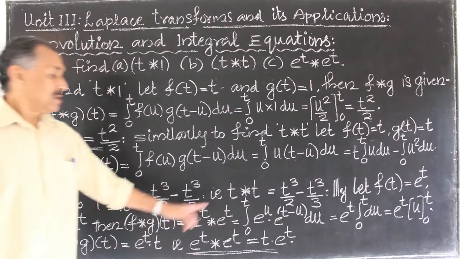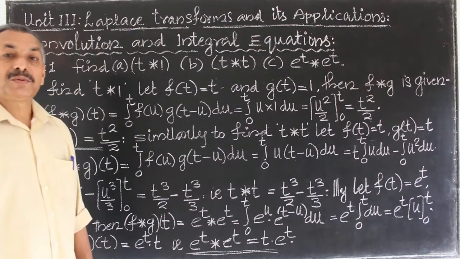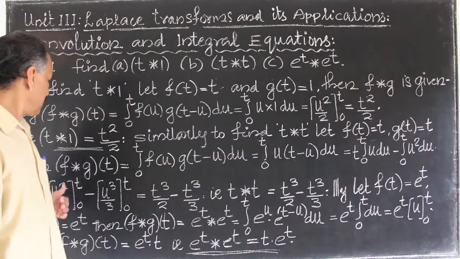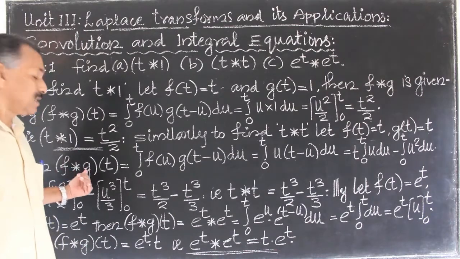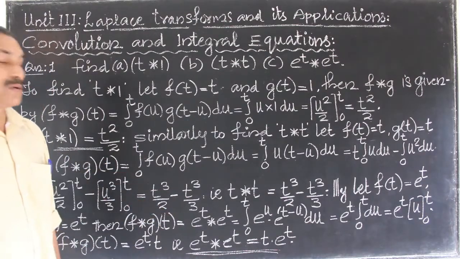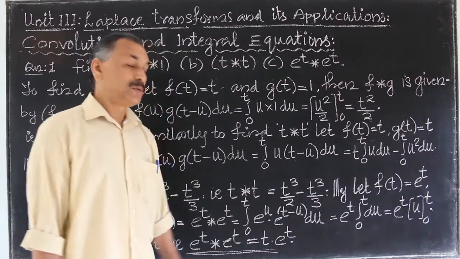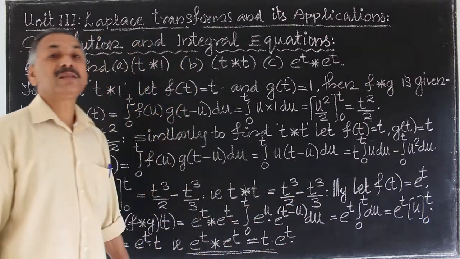That is t star t, where f star g means f is equal to t and g is equal to t. So t star t is equal to t cube divided by 2 minus t cube divided by 3.